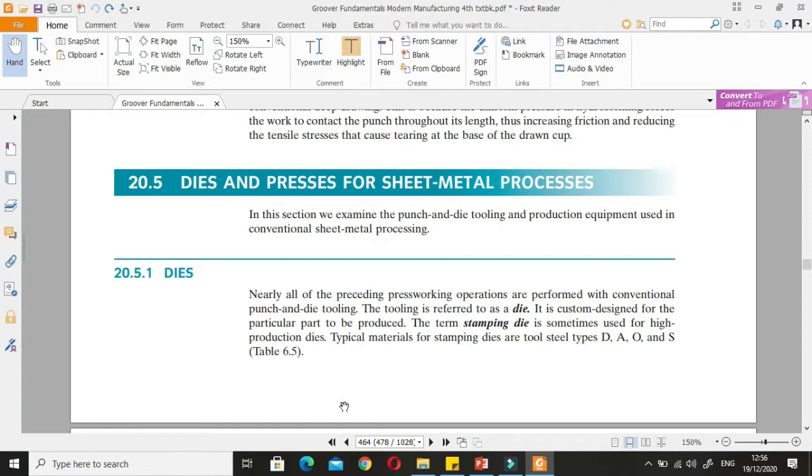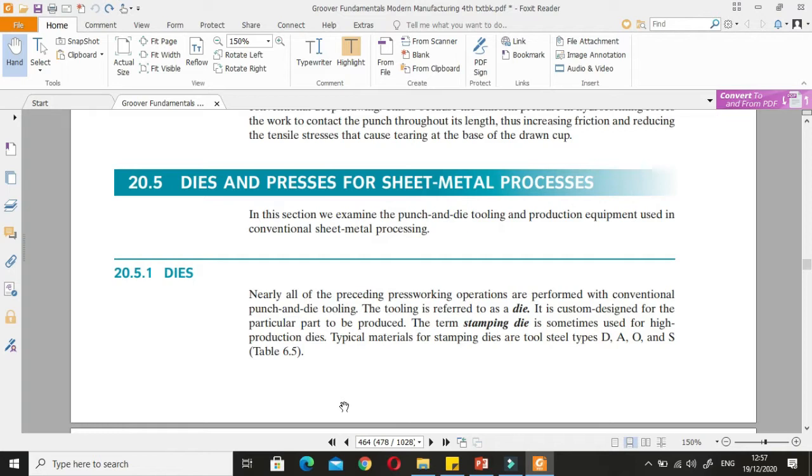Welcome to this lecture number 21 and the third lecture of this week 7. In this lecture we are going to solve some numerical problems related to sheet metal blanking, bending and the deep drawing operations. But before going to that, we are going to look into some brief information regarding the dies and the presses that are used in the sheet metal working operations, or in other words, in the press working operation.